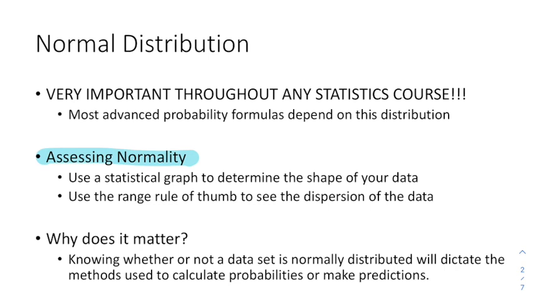That means to determine whether or not the data you have comes from a normally distributed population. We're going to learn how to do that with a statistical graph and also something called the empirical rule or range rule of thumb. They really mean the same thing. Why is this important? Well, if we know whether or not the data we're dealing with is normally distributed, that will greatly impact what methods we use later in this course to find probabilities.